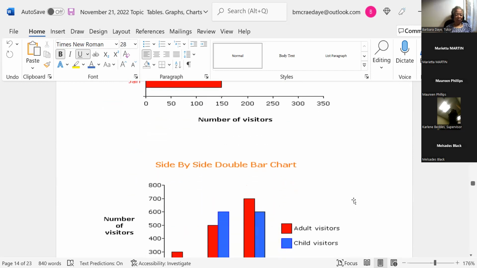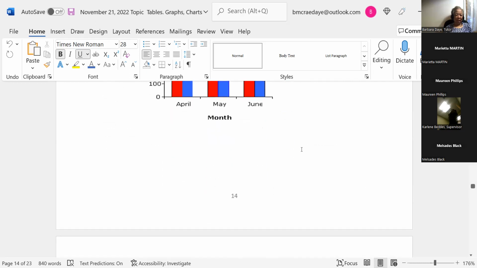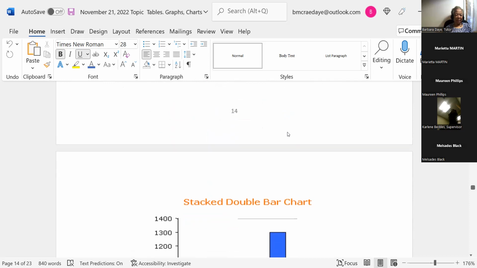Now, if you had the double bar graph, so you're putting the graphs together, and say you break it down to adult and child visitors, you can see you had more adults in June, and you had less adults in May. And why is that? It could be related to school closing and opening, right? Yeah.